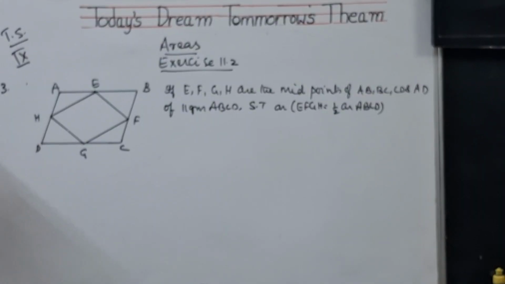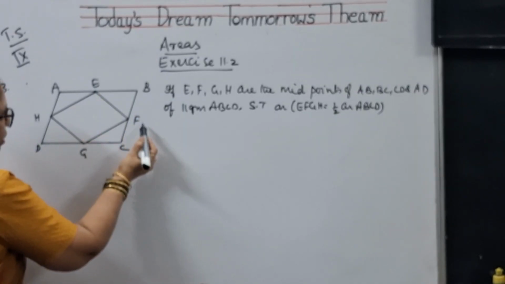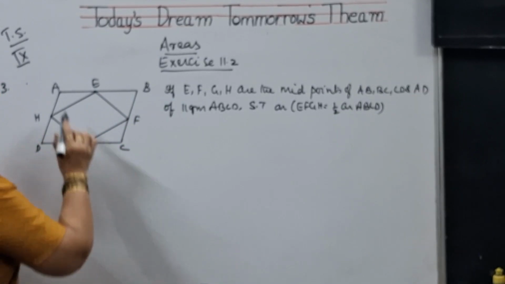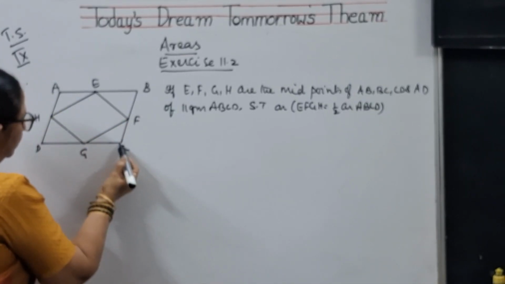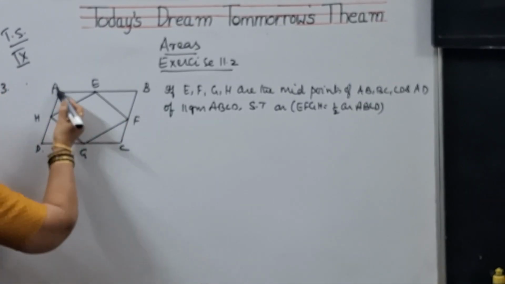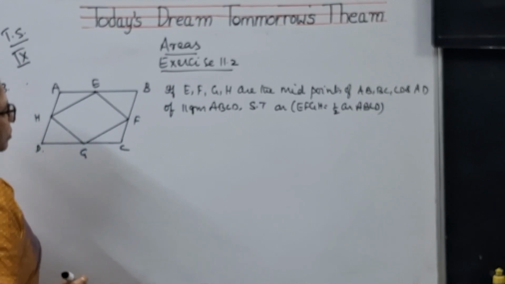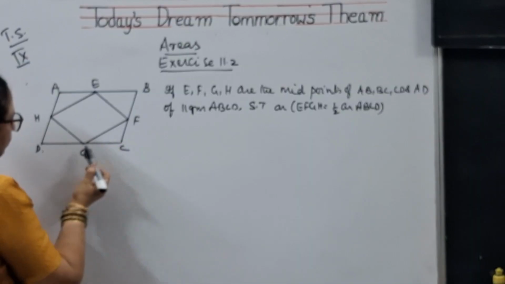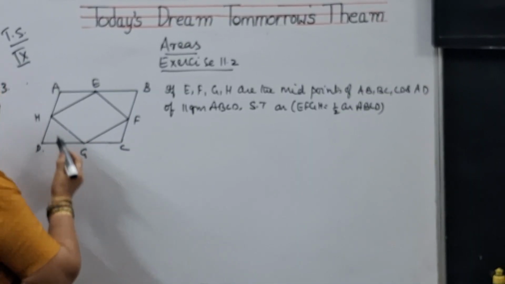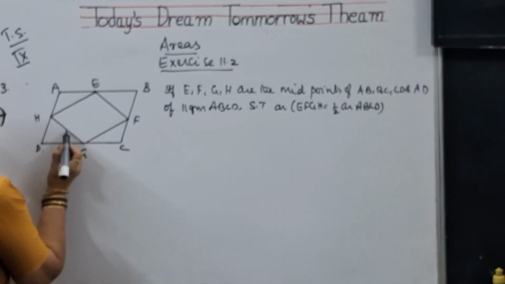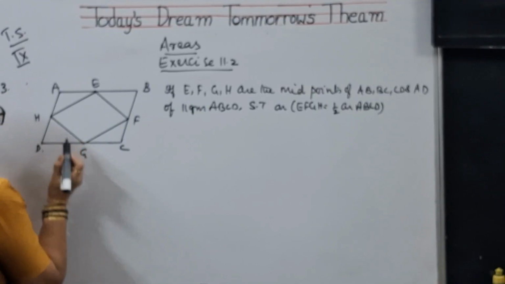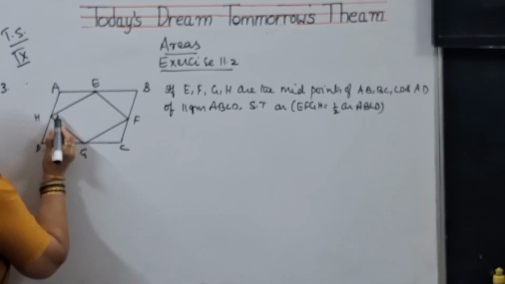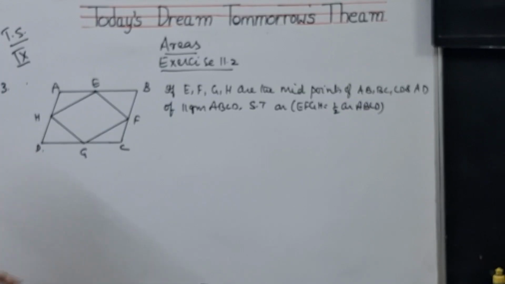Now, third problem, children. This is the figure given to you. If E, F, G, H are midpoints of AB, BC, CD, and AD, and ABCD is a parallelogram, you have to show that area of EFGH is equal to half area of ABCD. This you need to prove, children. Area of EFGH is equal to half area of ABCD. This we need to prove.